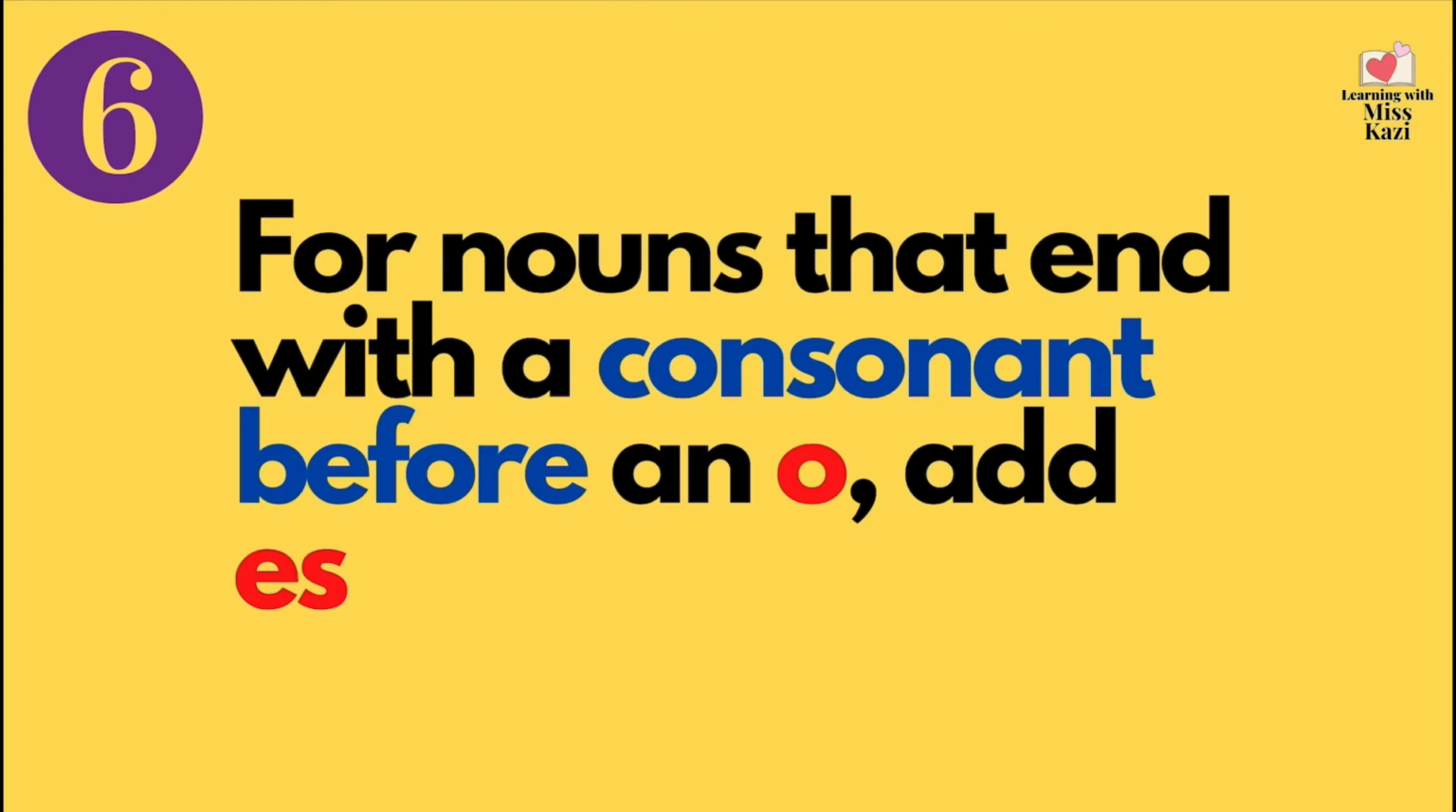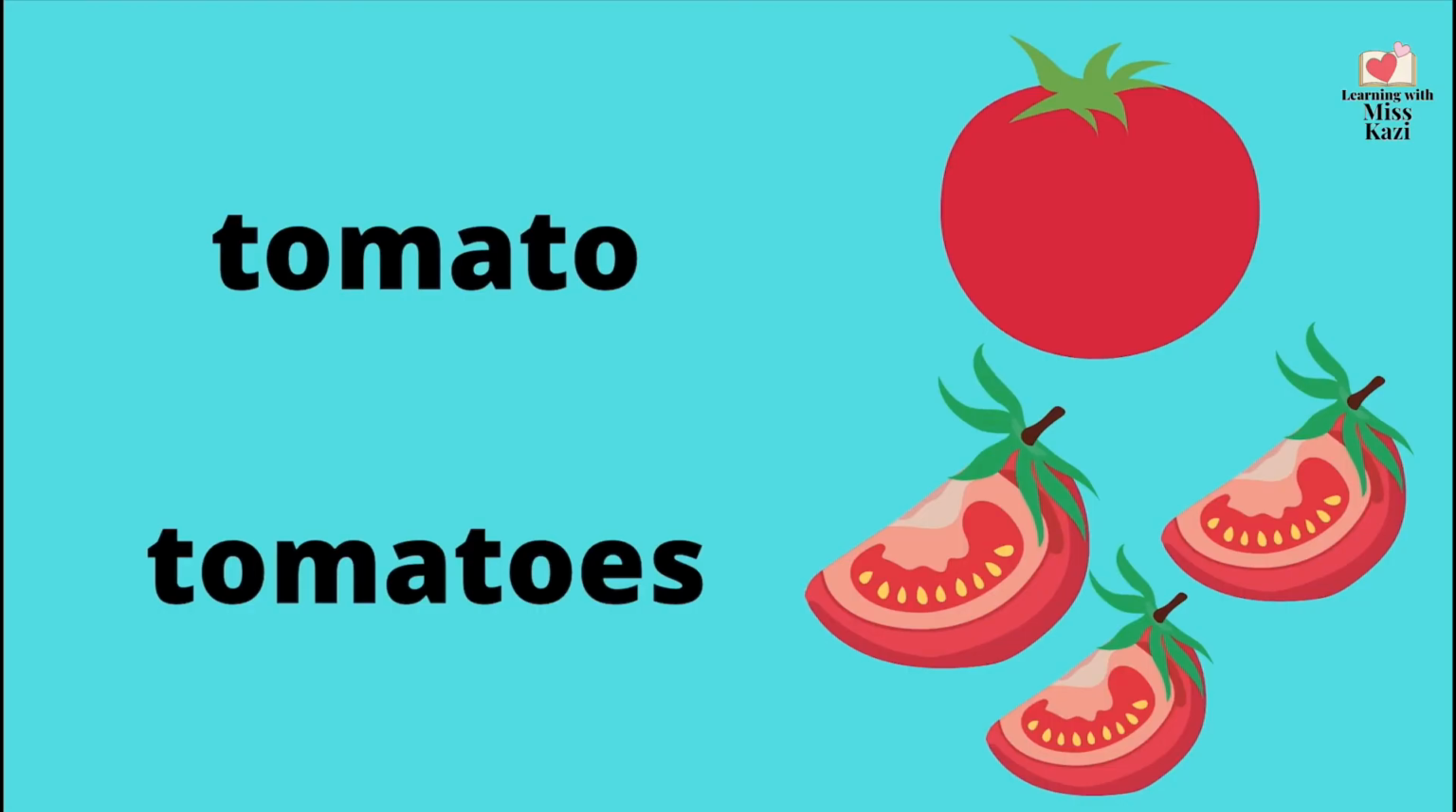Our next rule is for nouns that end with a consonant before an o: add es. So if the word ends in an o and the letter before it is a consonant, we need to add the letters es to it. So tomato becomes tomatoes with an es.